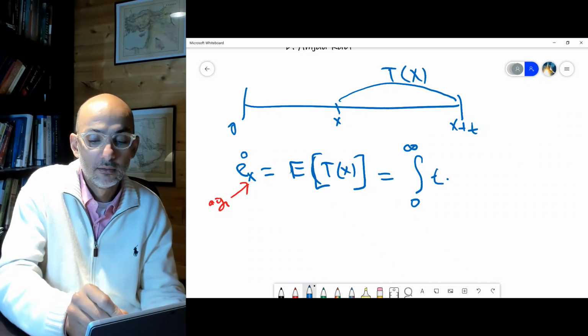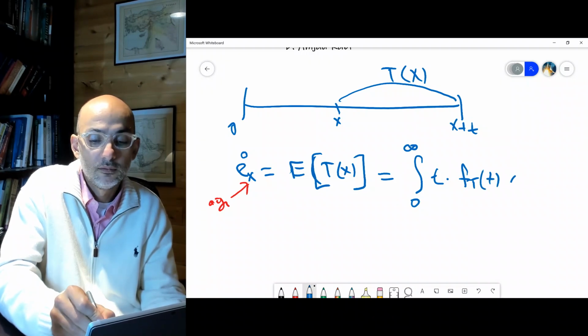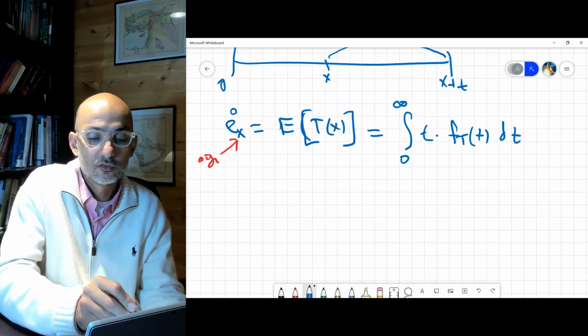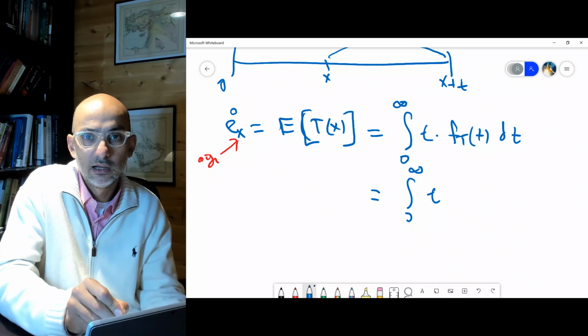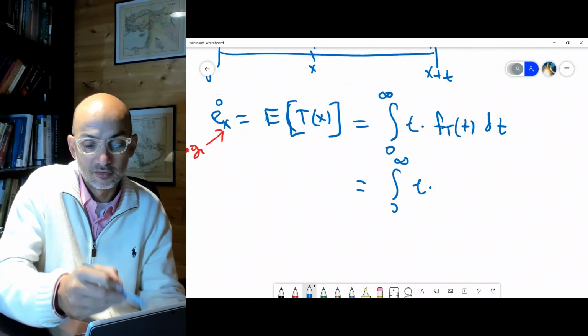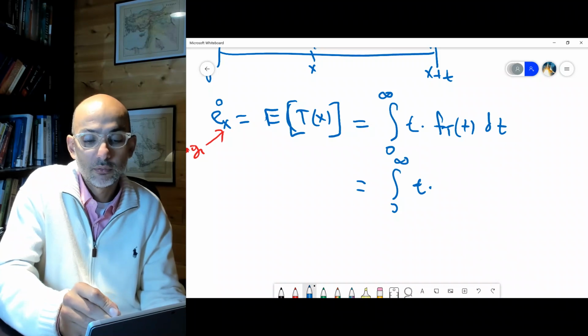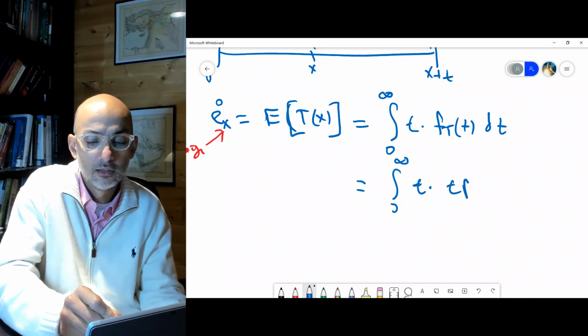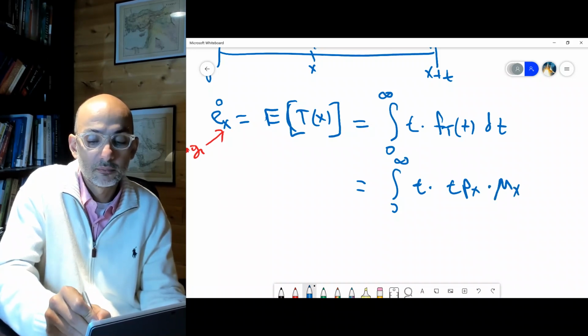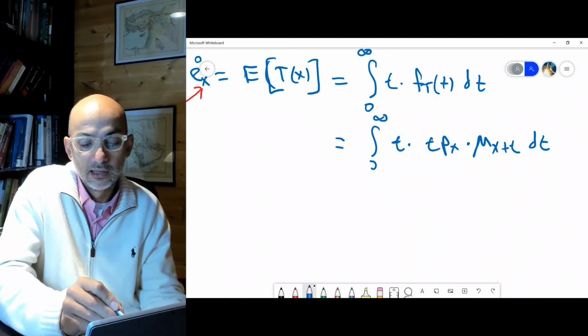So t multiplied by what is the function of t, dt. This is one way to say it, but we can also write it this way, 0 to infinity. We know it's t, it's our variable, like the new x. We multiply it by f of t, the density function of the remaining lifetime distribution. We looked at it last time. We said it's t p x multiplied by mu x plus t dt. So this is one way of doing it.